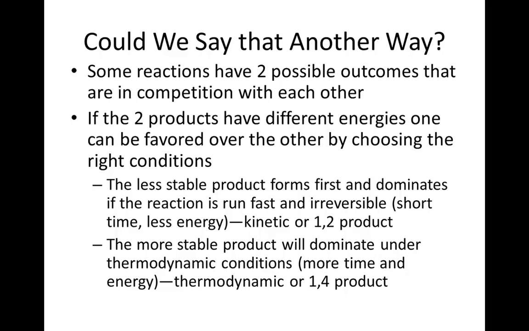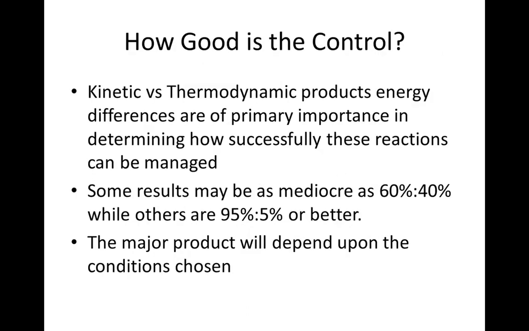So we have a situation where you have two possible outcomes in competition with each other. If they have different amounts of energy, then by choosing the right condition, we can favor the production of one over the other. And how good the control is really does depend on how different in energy they are. It may be 60-40, it may be as good as 95-5. It really is just a case by case.